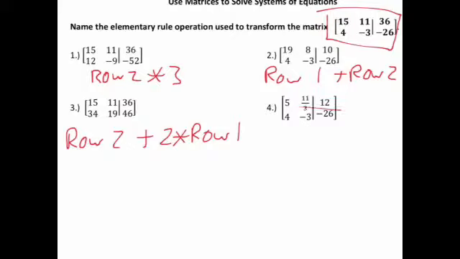Anyway, that brings us to our last one. I notice that this is the same, but my first row is not. If I go from 15 to 5, that's like dividing by 3. Let's see if the next one is the same. Oh yeah. So it's looking like this is just row 1 divided by 3. And that's our first section. Let's move on to these ones.